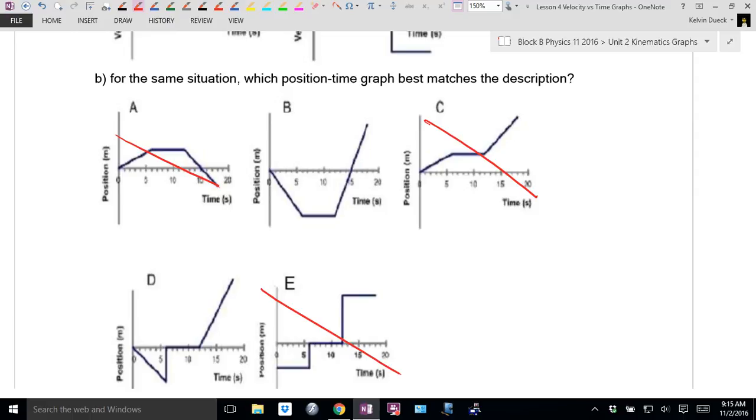Keep going. He's at rest, it isn't moving. So here is the at rest section, a slope of 0, although there is a slope of 0 right there. Moves forward. Comes back up to 0. So it can't be.